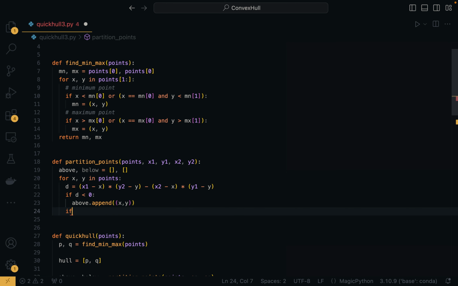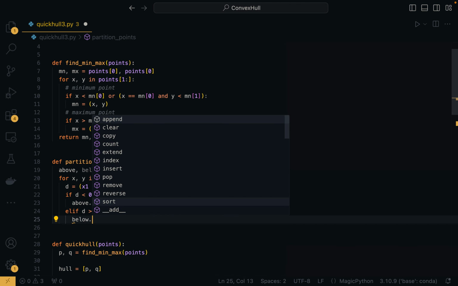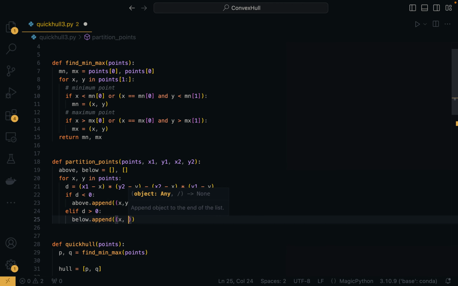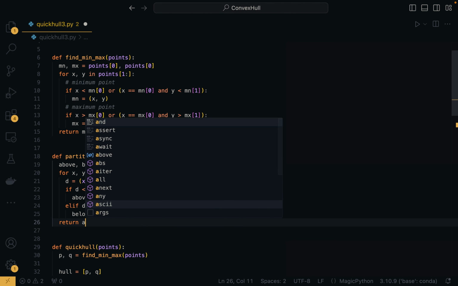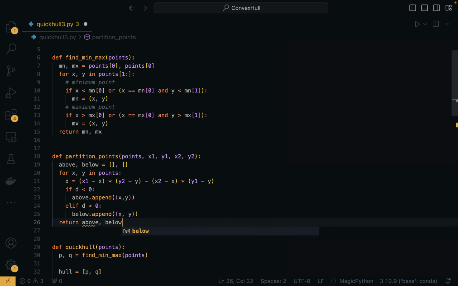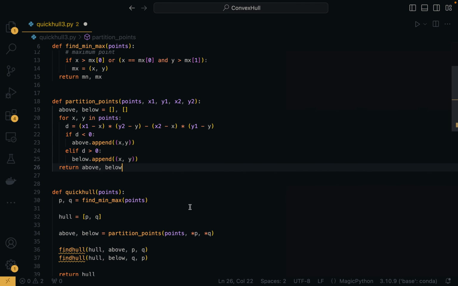Now else if d is greater than 0, we'll say below.append(x, y), and then we will return each of those. Okay, let's make sure this is good to go. Looks good. Okay, all right, moving on.